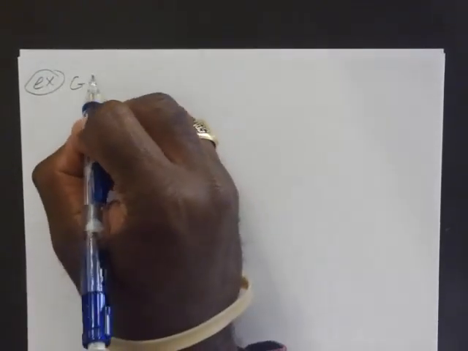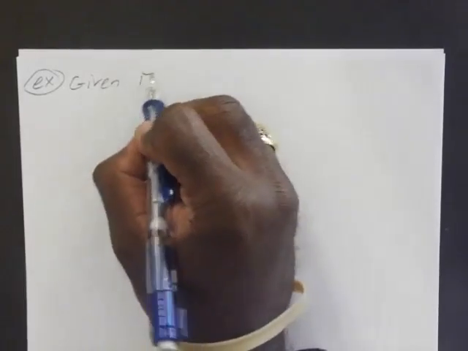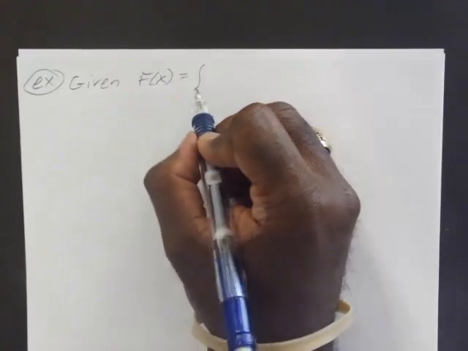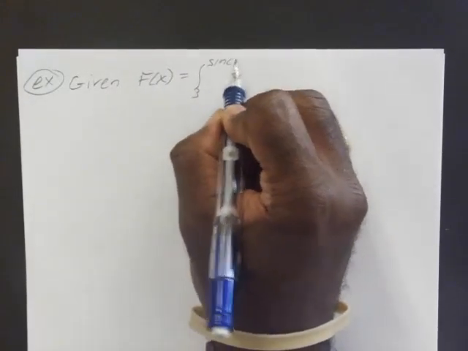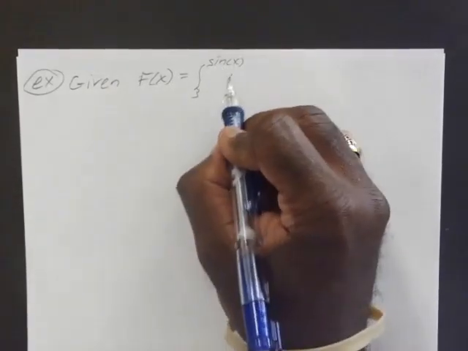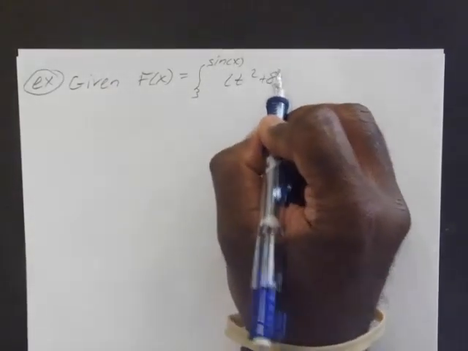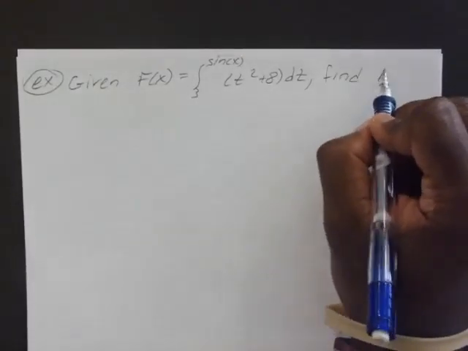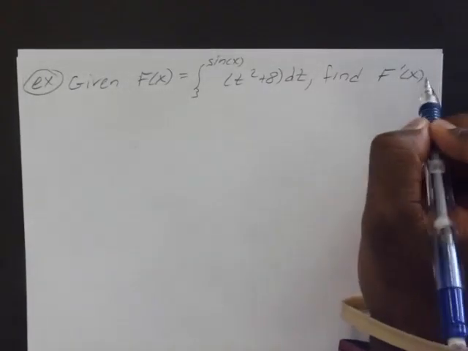All right. So let's say, for example, if we are given that uppercase F of x is equal to the integral from 3 to sine of x of t squared plus 8 with respect to t, we want to find our F prime of x.